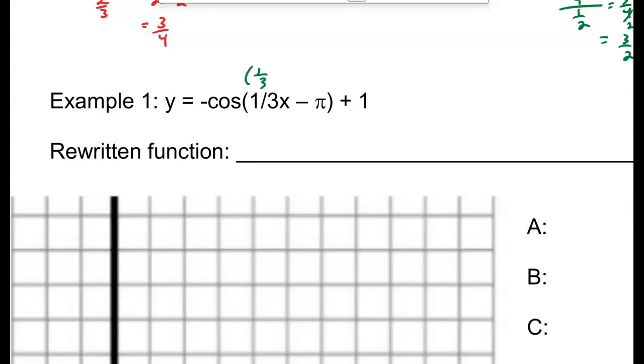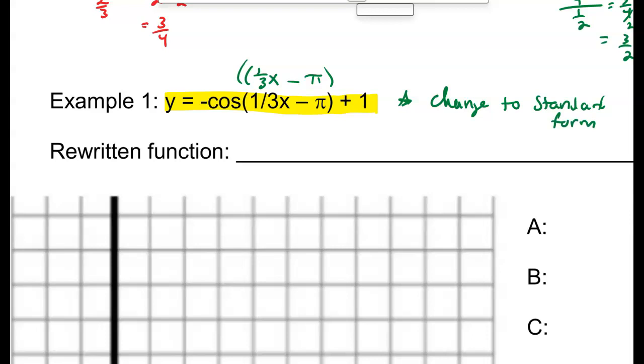So think of this like this, 1/3 x minus pi. Friends, can I graph this? This first equation right here, should I be able to graph this? The answer is no, because we graph only trig functions in what form? Yeah, exactly. So the reason why we practice this is we have to change to standard form. If it's not in standard form, you have to get there first. And to do that, we use undistributing or factoring out the value.